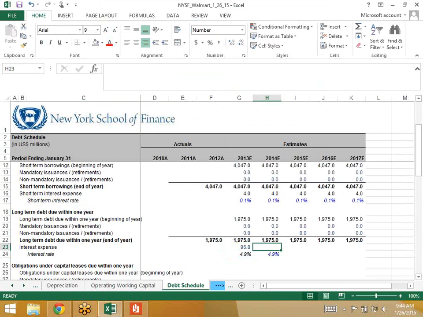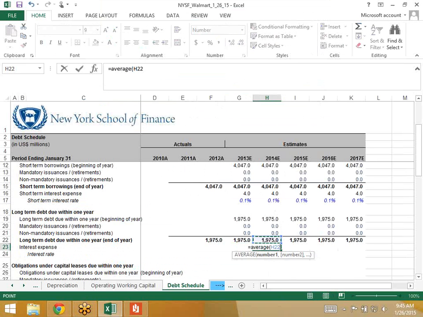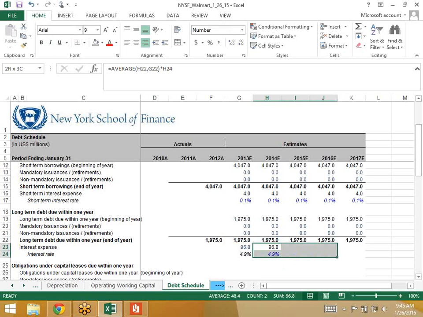And then I use the standard interest expense formula to back into what the interest expense would be going forward, which should be 96.8. But when we do issuances and pay downs and when that's changed, this will change. So equals average, open parentheses, this year, comma last year, times the rate. Right? So I took H24 as equal to D24, then took the average this year and last year times the rate, copy that to the right.